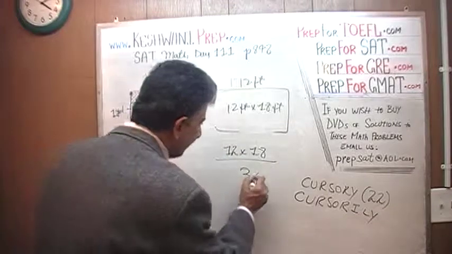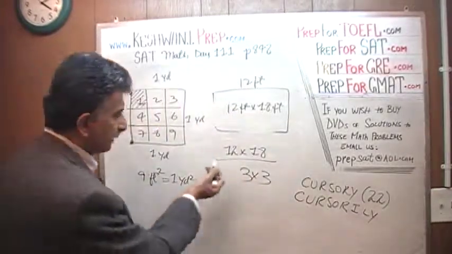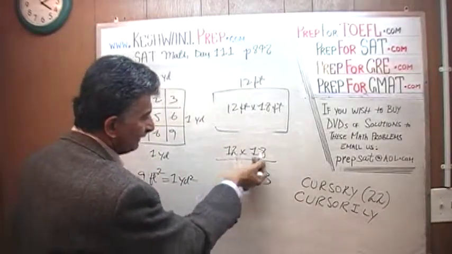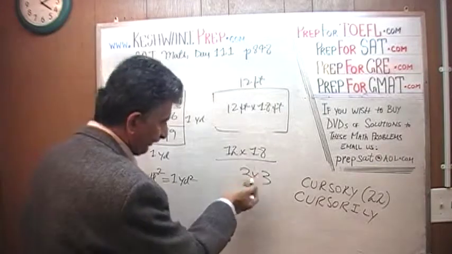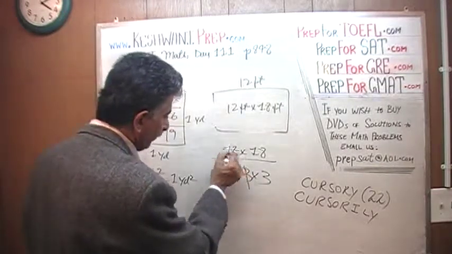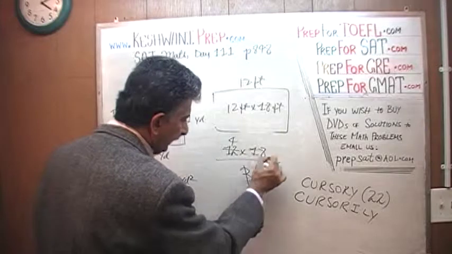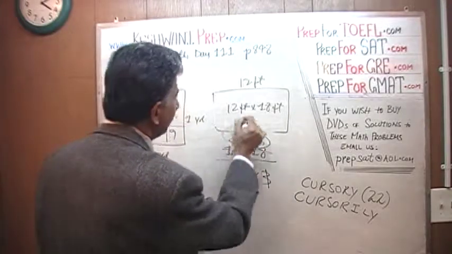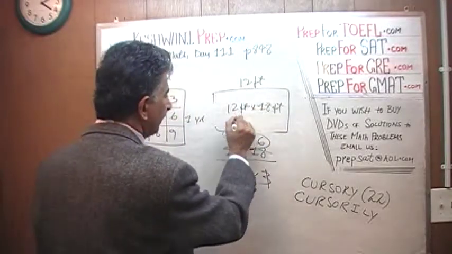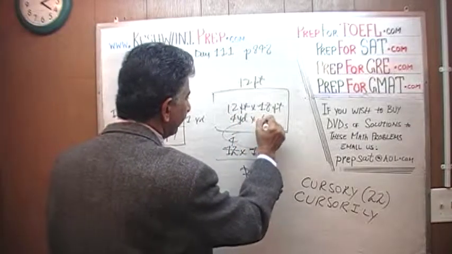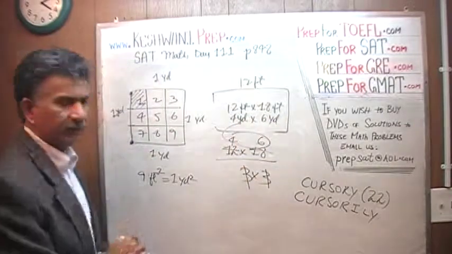So we have to divide this by 9. And again, there is no need to multiply these two out. Just divide it just like the way it's written. 12 divided by 3 is 4, and 18 divided by 3 is 6, which is exactly what we had done before. We had 4 yards by 6 yards, which is exactly what is going on here, as you can see.